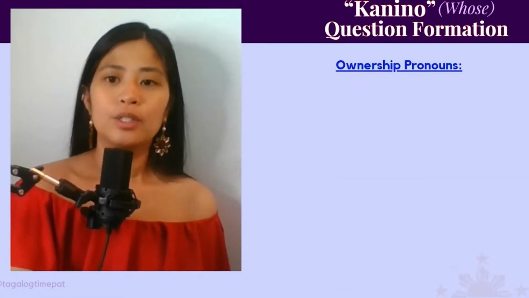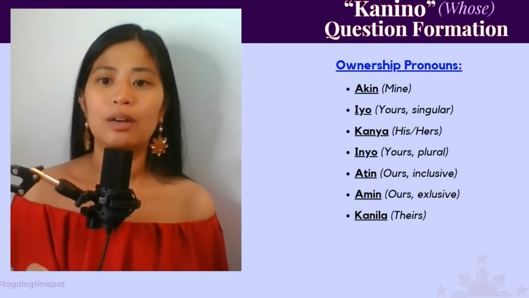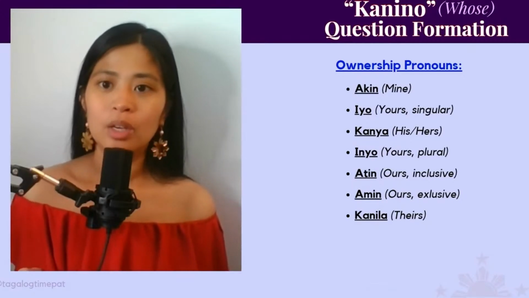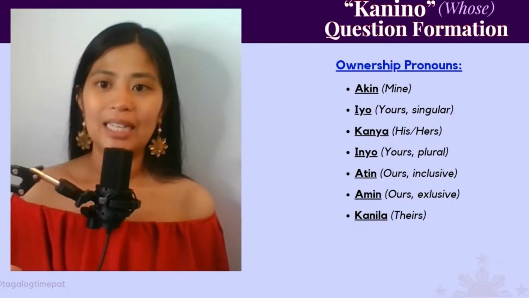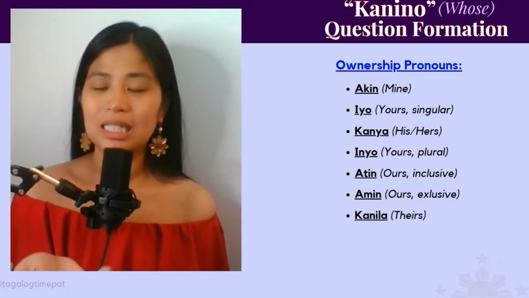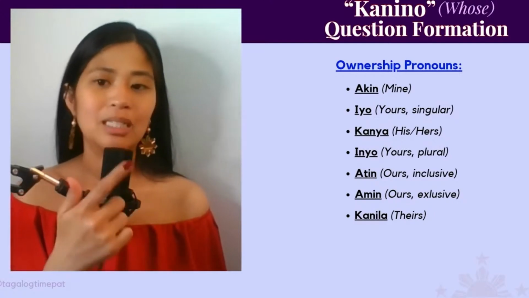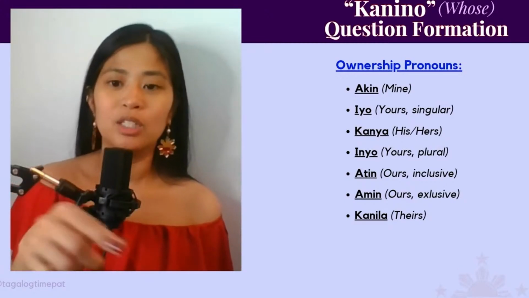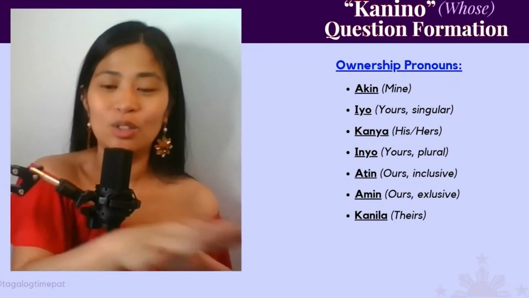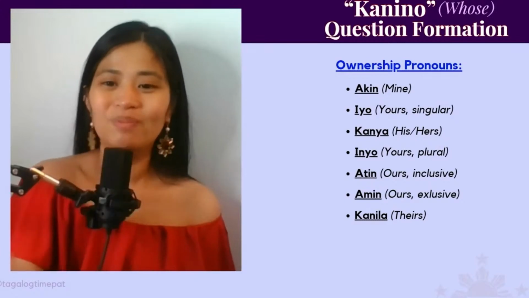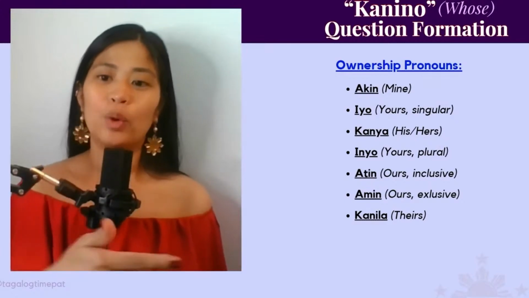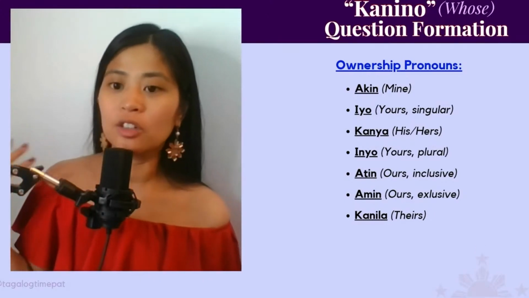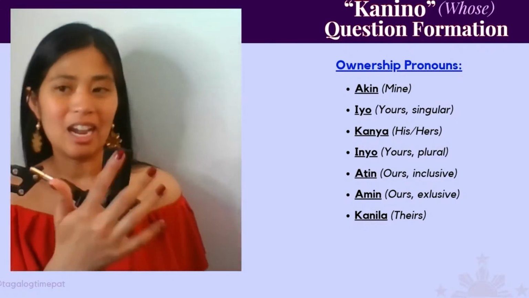Okay? So here are some more ownership pronouns that you could use when answering a kanino question. So, akin means mine. Iyo means yours singular. Kanya means his or hers. Inyo means your plural. Maybe it's your house, bahay ninyo, or inyo. And then atin is our inclusive. Amin is ours, me and my husband, Chris. And then kanila is theirs.